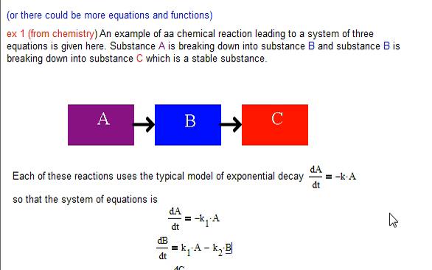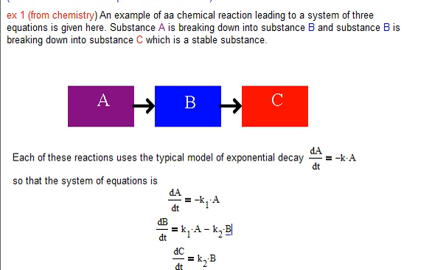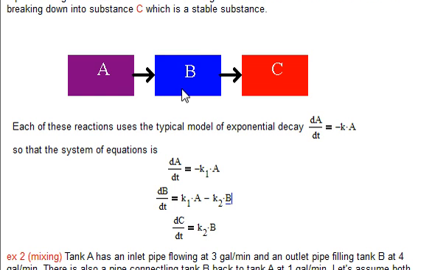So now you see why we have a system of equations, and there really is one more equation. So you'd like to say, well, how is C changing? How's the amount of C changing? Well, some of B is breaking down into C. So the dC/dt, change in C with respect to time, is proportional to the size of B, because that would be the amount of B that's breaking down into chemical C.